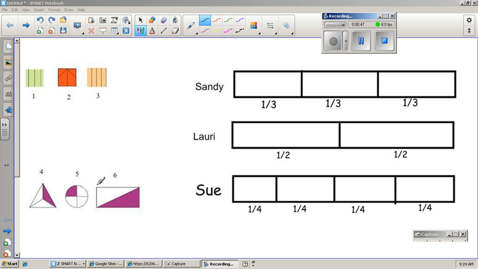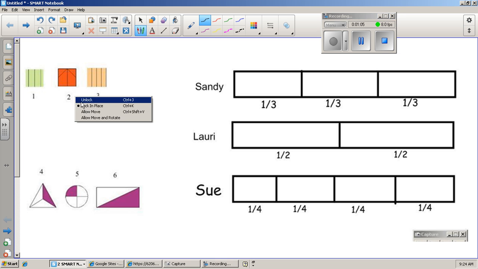Fractions don't have to be just the shape of a square. They can be any shape. Fractions tell us what piece has been shaded. Number 4 tells us that this fraction would be one shaded piece out of 3. So our fraction would be 1/3.